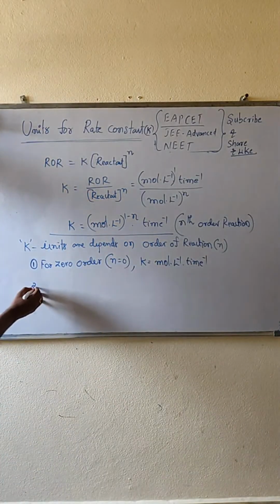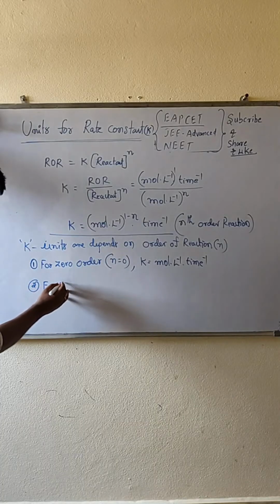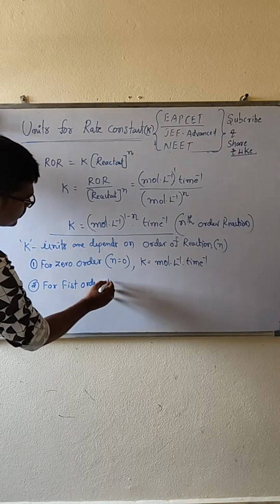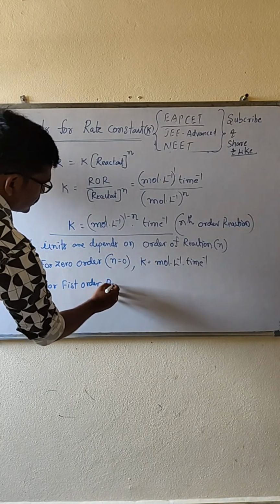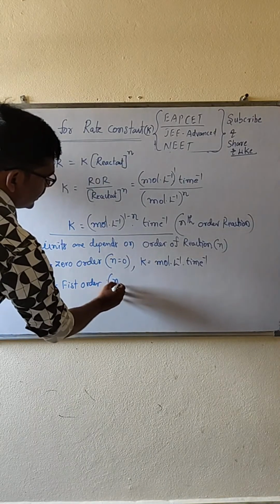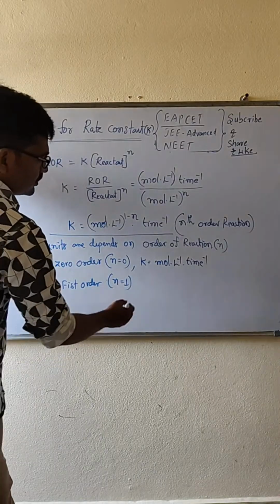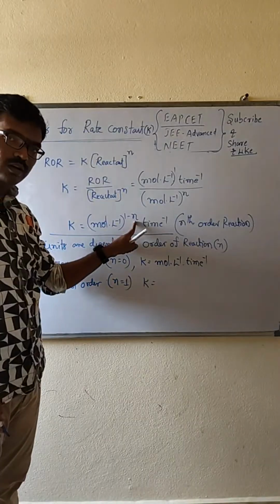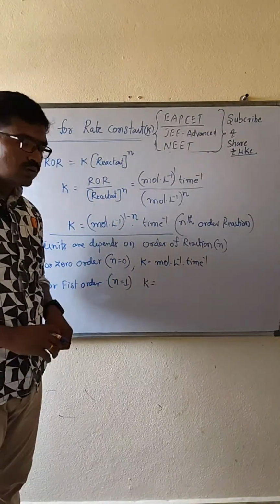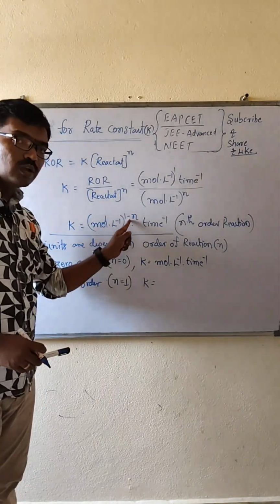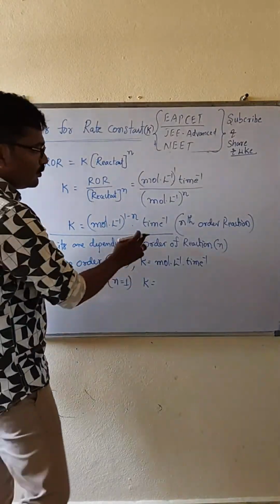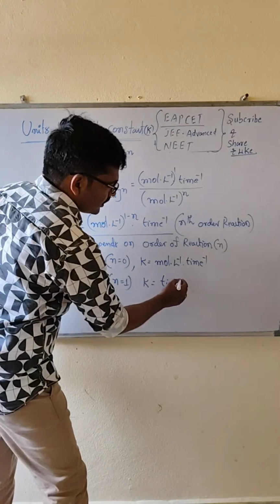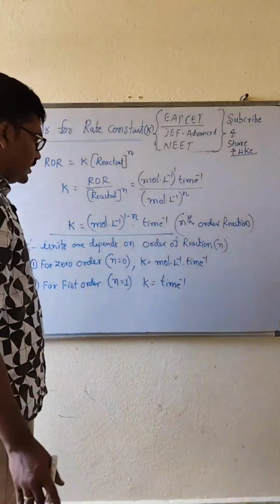Second one, in case of first order reaction, n equals 1. So k equals, in the place of n if you take 1, then 1 minus 1 equals 0. Anything power 0 equals 1. So then only time inverse. The time inverse is for first order reaction.